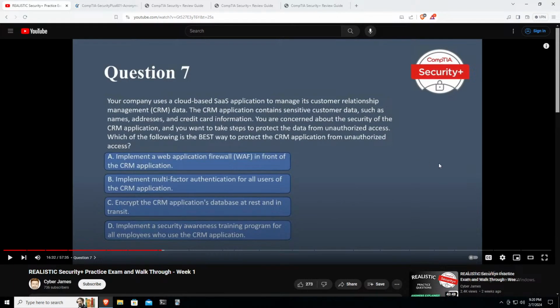All right. Question 7. Your company uses a cloud-based SaaS application to manage its customer relationship management data, CRM. The CRM application contains sensitive customer data such as names, addresses, and credit card information. You are concerned about the security of the CRM application and you want to take steps to protect the data from unauthorized access. Which of the following is the best way to protect the CRM application from unauthorized access?